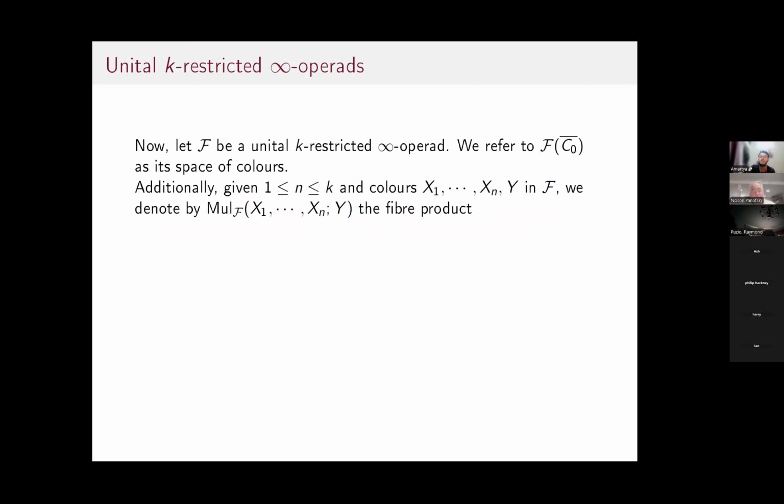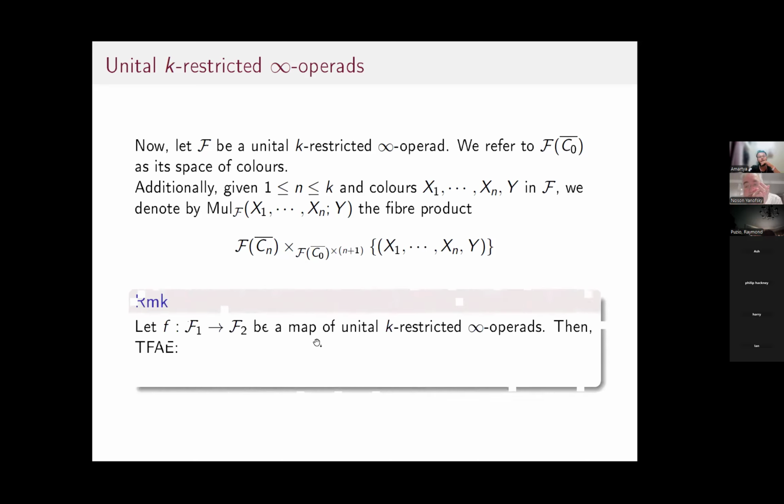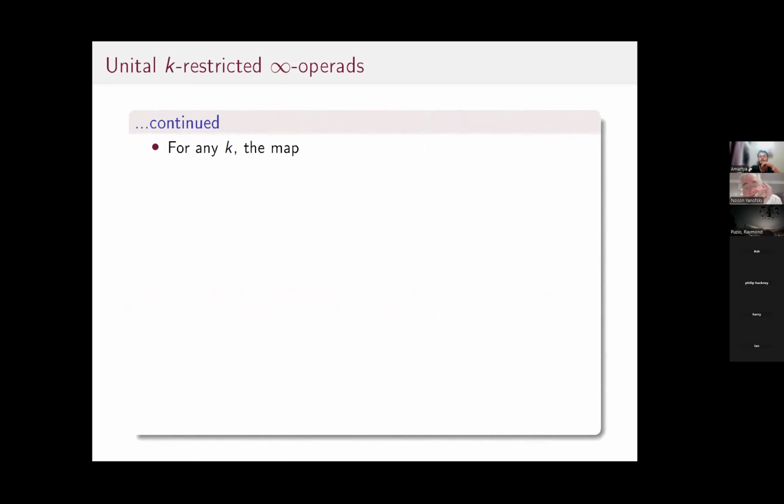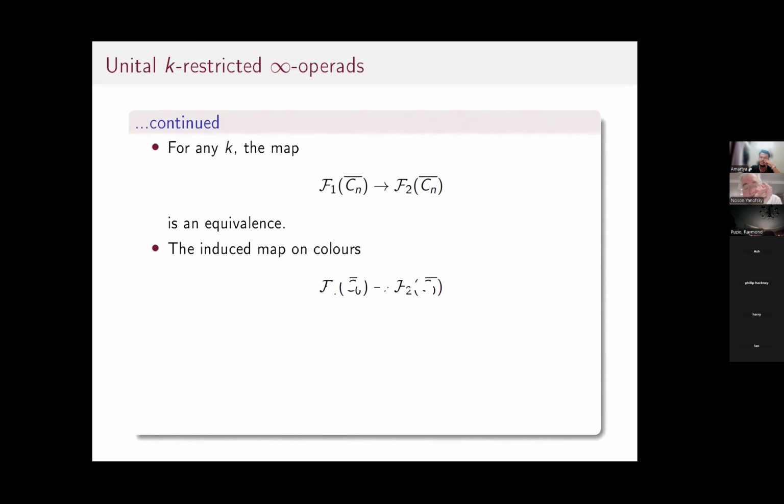Now suppose F is a unital k-restricted infinity operad, then we refer to F(C_0) as its space of colors. Additionally, given 1 less than or equal to n less than or equal to k, and colors x1 to xn, y in F, we use this notation for the fiber product. That is important. Here's your Mark: you start with a map of unital k-restricted infinity operads, then the following are equivalent. It is an equivalence, and for any map k, this map is an equivalence. And the third condition is the induced map on colors is an equivalence.